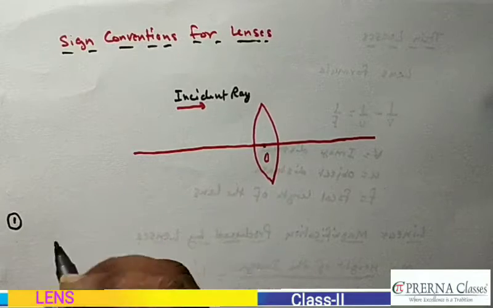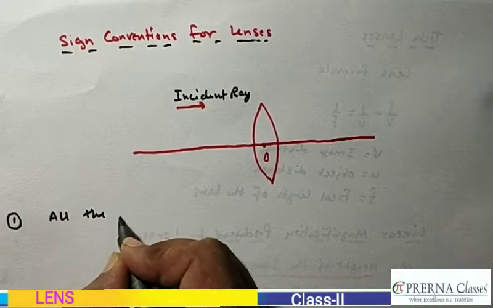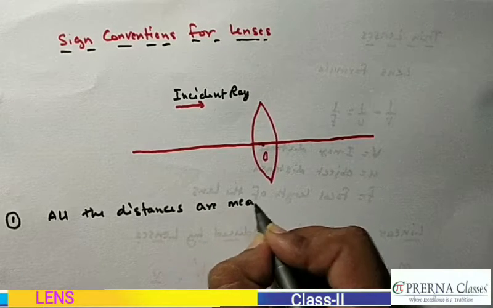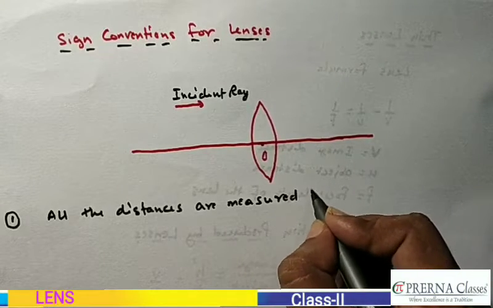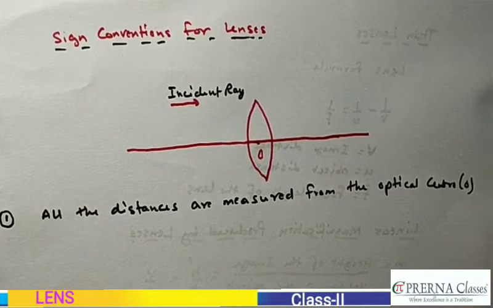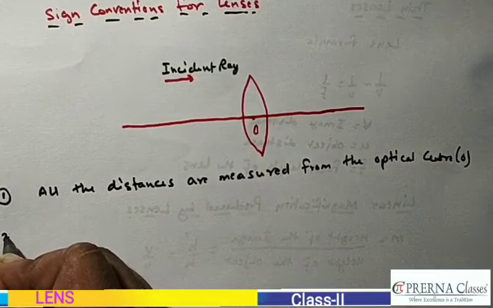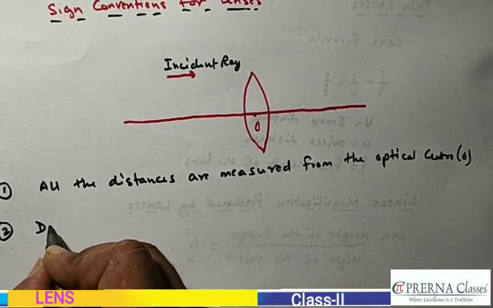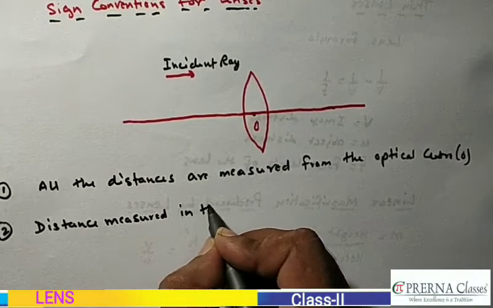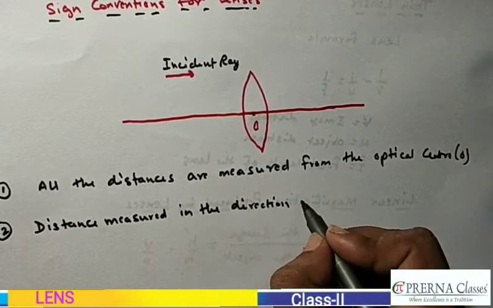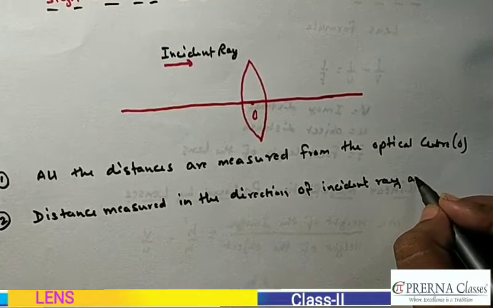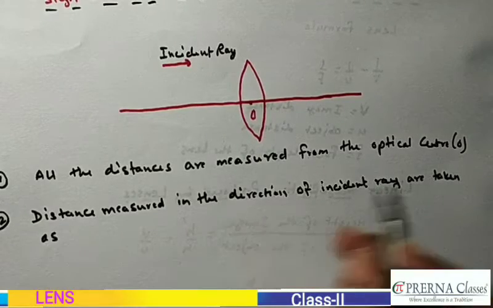First rule: all the distances are measured from the optical center O. All the distances will be measured from the optical center O. Second point: distances measured in the direction of incident ray are taken as positive.